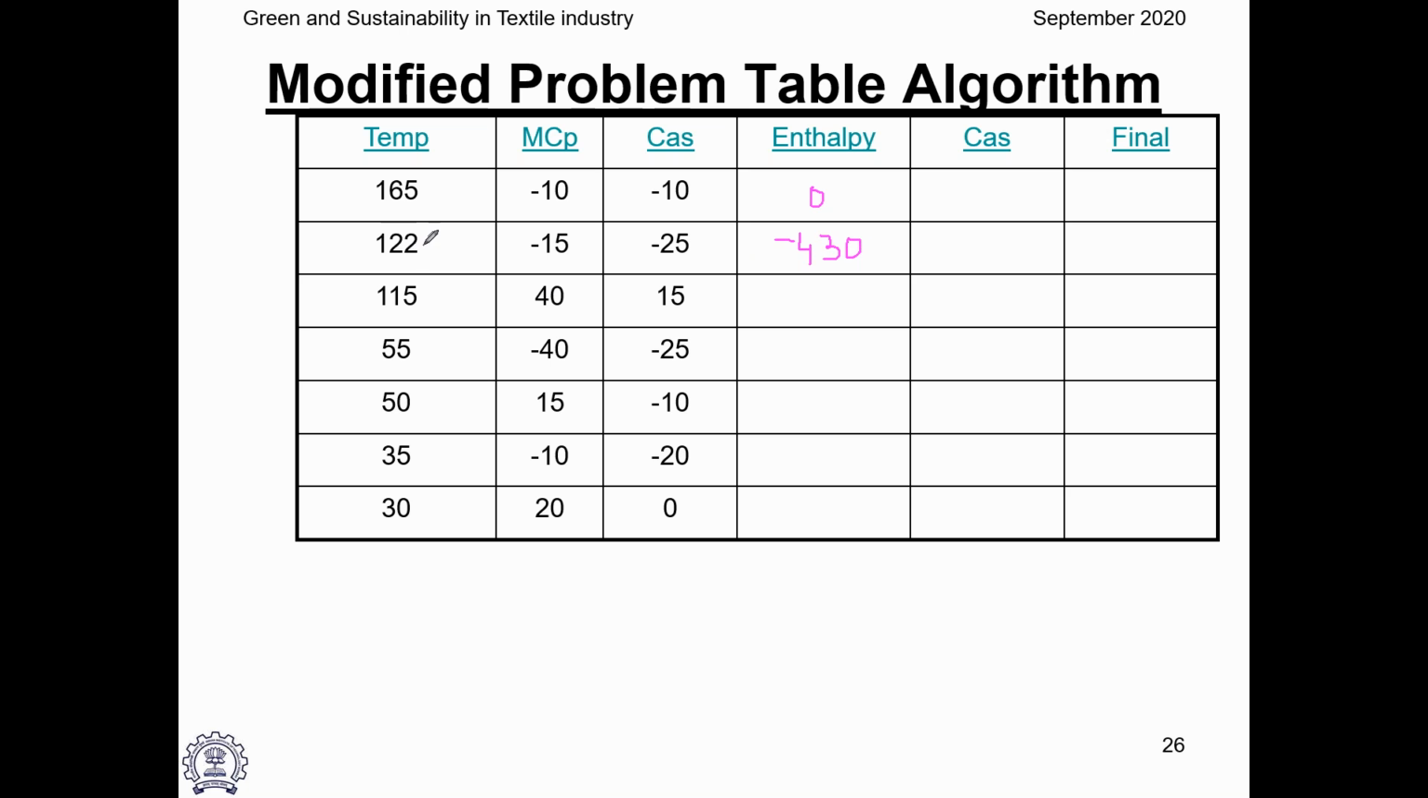What will be the next? We can carry again 122 minus 115 multiplied by minus 25, we can write down here. So let's proceed with the algorithm. The first entry is 0. The next entry is 165 minus 122 into minus 10, which is minus 430. Then 122 minus 115 is 7 into minus 25, which will become minus 175. Then 115 minus 55 is 60 into 15 is 900, and we can continue with the next three numbers. Probably at this time I'll just stop, and again I'll ask you, do you have any questions?